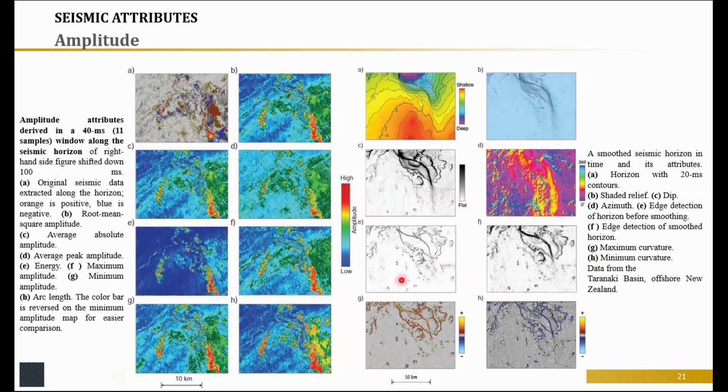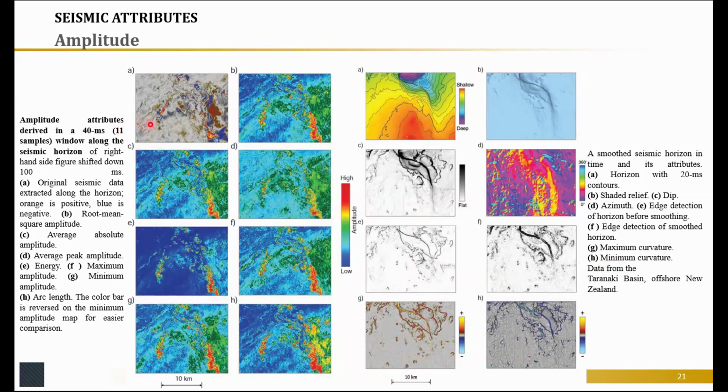Okay. And then you have here the curvature: this is maximum curvature, and this is minimum curvature. So you can also identify some of the features which maybe we missed in that one. Some of them become more clear, and others become not clear.